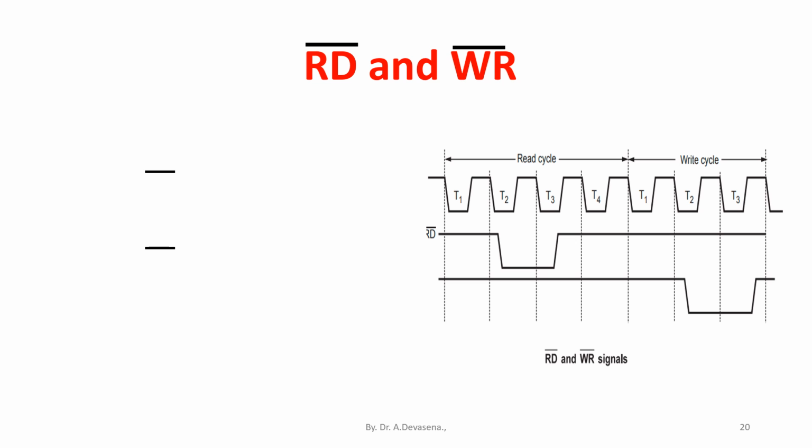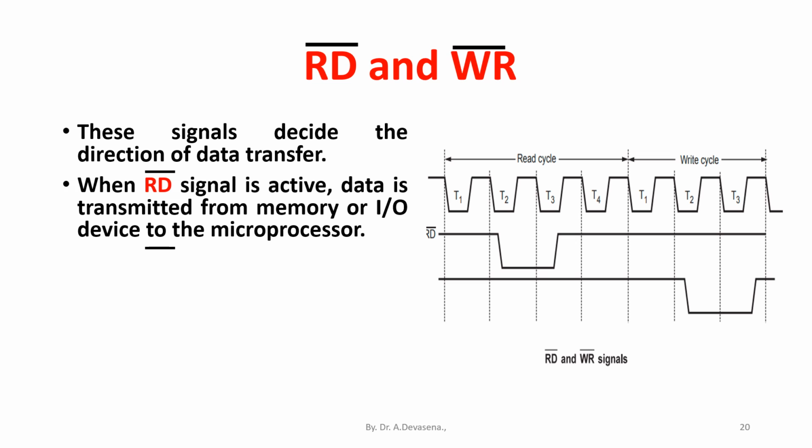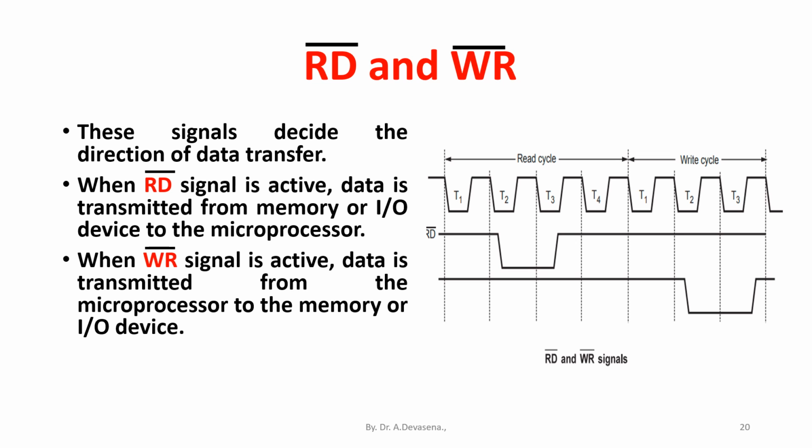Read bar and write bar signals decide the direction of data transfer. When the read bar signal is active, data is transmitted from memory or IO device to the microprocessor. When the write bar signal is active, data is transmitted from the microprocessor to memory or IO device. Both the signals are never active at a time.